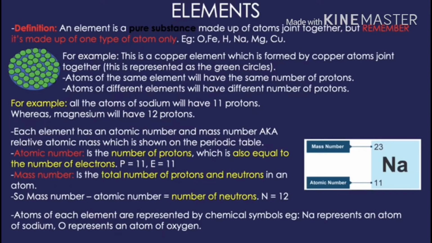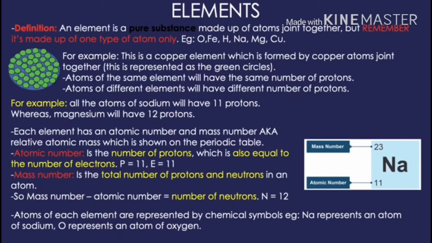So from this, the number of neutrons can be worked out, because if mass number includes the protons and neutrons and the atomic number is just the number of protons, if you do mass number take away atomic number, it will give you the number of neutrons. In this case, the number of neutrons for sodium is 12.